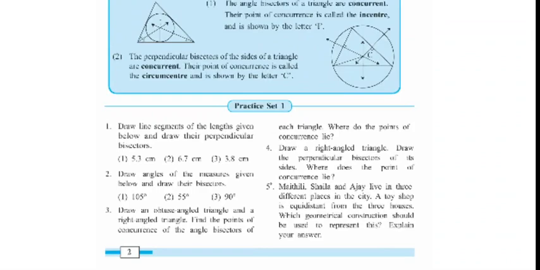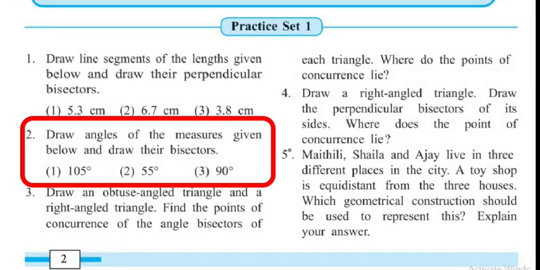Question 2. Draw angles of the measures given below and draw their bisectors. Number 1, 105 degrees. Number 2, 55 degrees. And number 3, 90 degrees. I will show you the construction of sub questions 1 and 2 and attempt sub question 3 on your own.